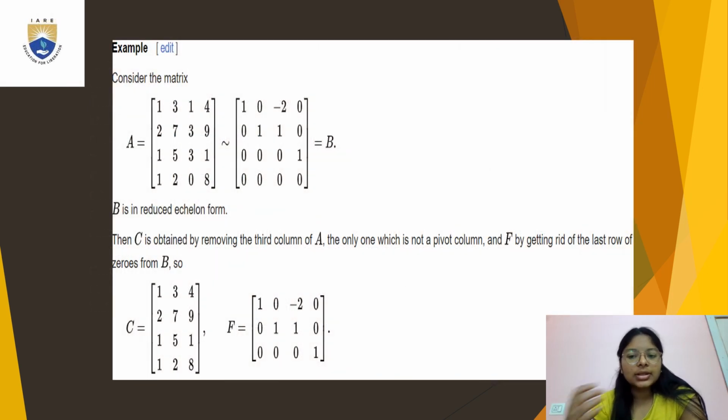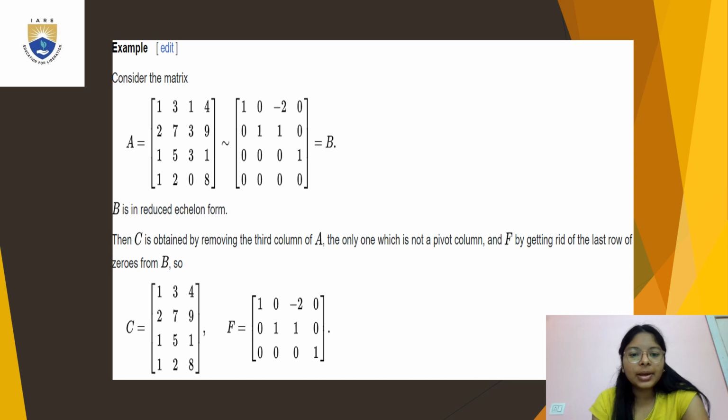So we have some examples here. These are the two given matrices A and B. A is a 4 by 4 matrix: 1 3 1 4, 2 7 3 9, 1 5 3 1, 1 2 0 8. B is also a 4 by 4 matrix containing the elements 1 0 −2 0, 0 1 1 0, 0 0 0 1, 0 0 0 0, and B is the reduced echelon form of A.